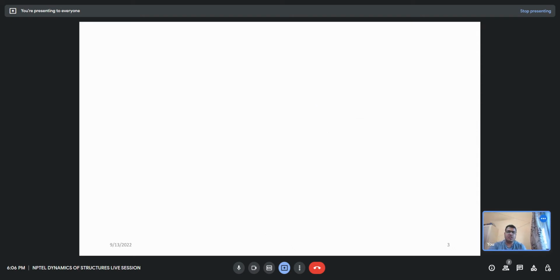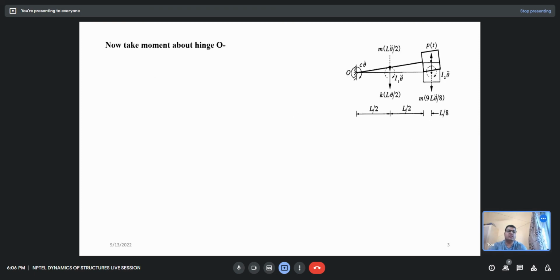Now we are going to take the moment about the hinge in this diagram. If we take the moment about the hinge, that comes out to be I bar theta double dot for this bar. So what was the I bar for this bar? It was mL square by 3.